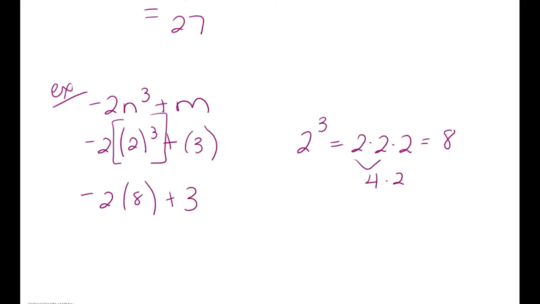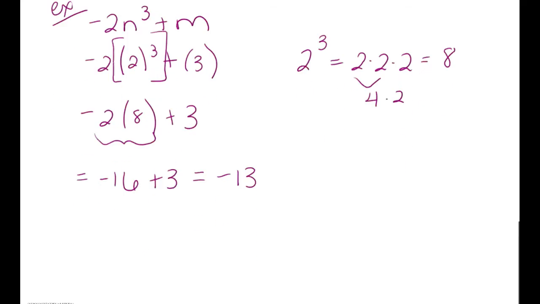And now my PEMDAS says I need to do multiplication first. So this is using your integer multiplication, because negative 2 times 8 is negative 16. And then finally I'm going to do my addition and get negative 13.